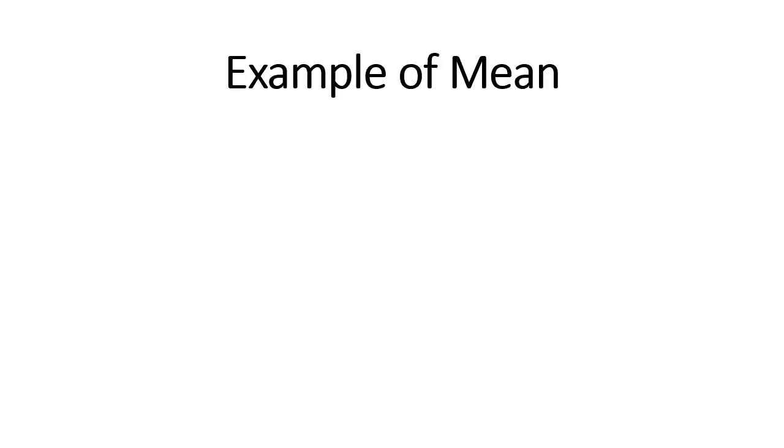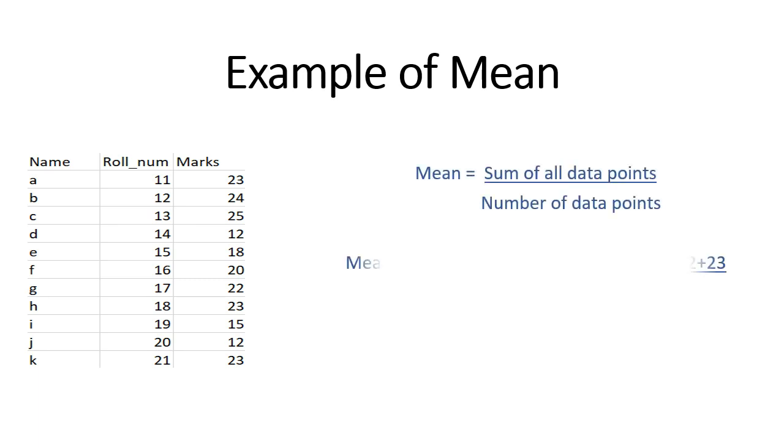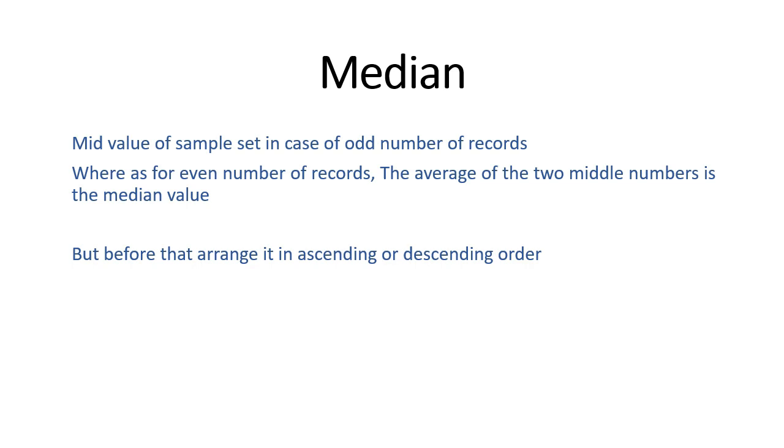So what are the examples of mean? Let us consider a student database having name, roll number and marks. So mean equals the sum of all data points divided by the number of data points. Now we'll take the sum, 23, 24, and so on, divided by the number of data points, that is 11. So mean comes out to be 19.72.